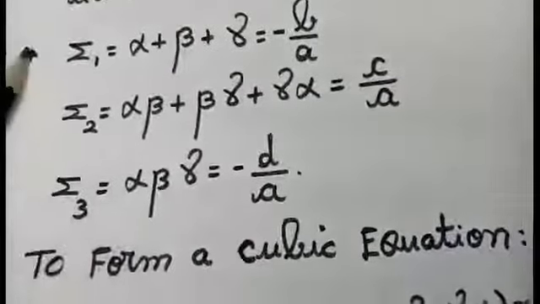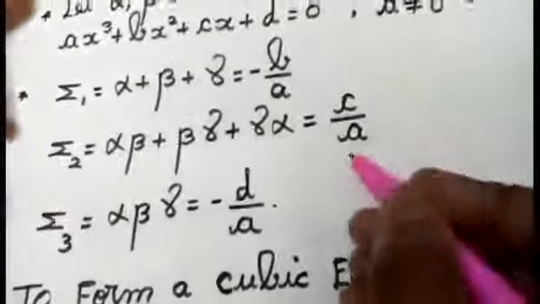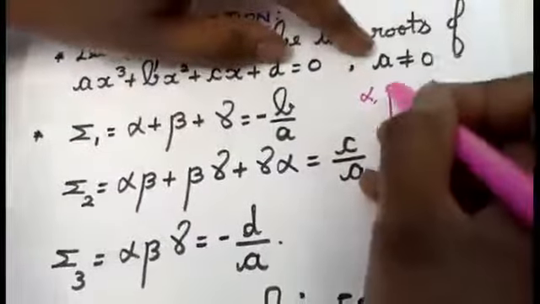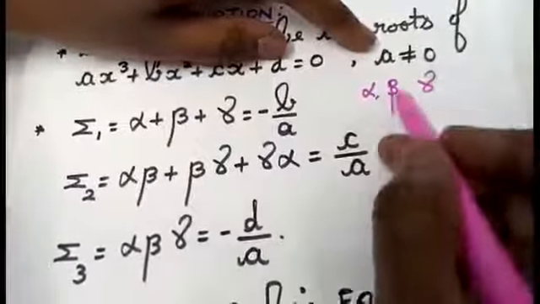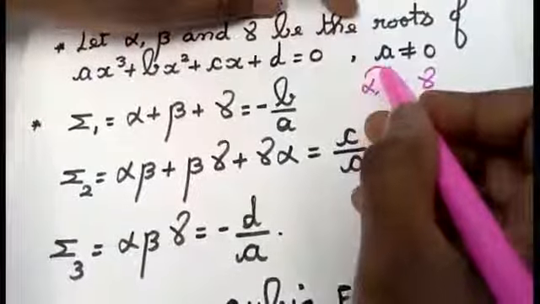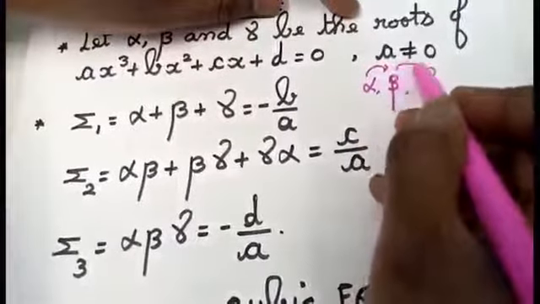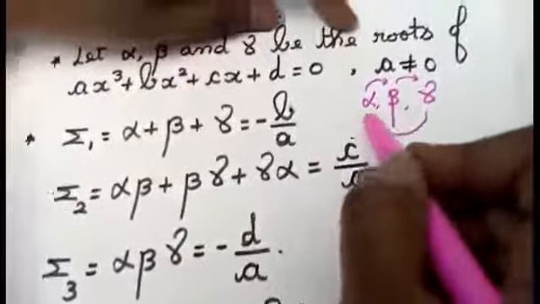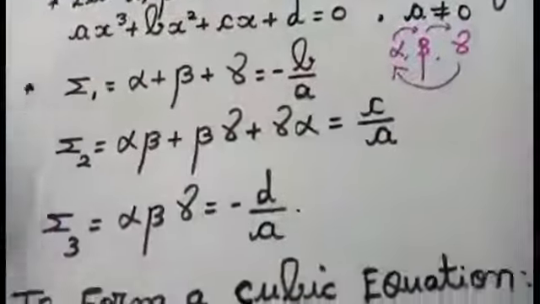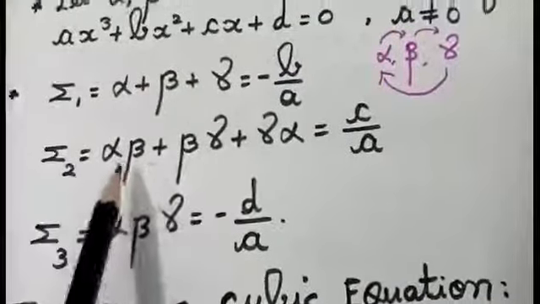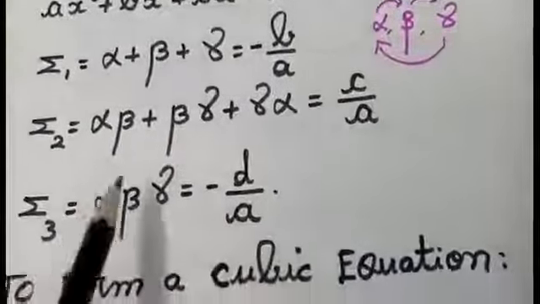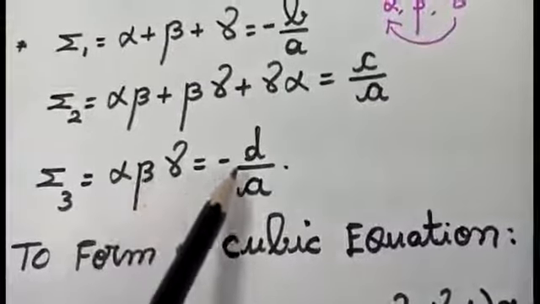So just I'll tell you how to keep this in your mind. I'm having three roots here, alpha, beta and gamma. First one, second one and third one. You're going to write like this, that is alpha into beta, beta into gamma, gamma into alpha. That is 1, 2, 2, 3, 3, 1. Same way, alpha into beta plus beta into gamma plus gamma into alpha equal to c by a. Summation 3 means three roots I am going to multiply. Alpha, beta, gamma equal to minus d by a.